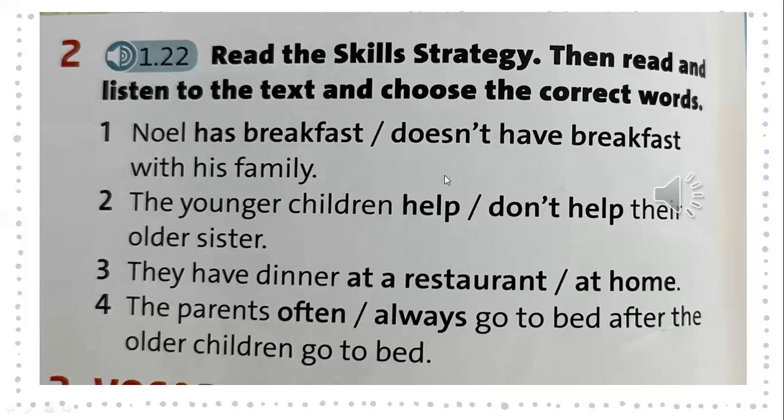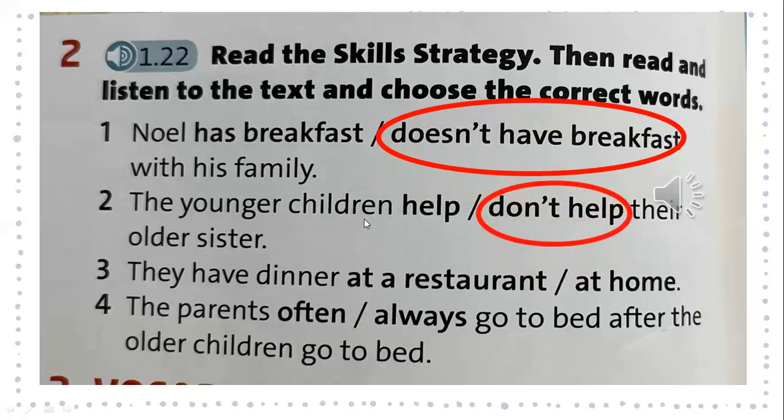Okay, now underline to check the answer. Now number 1, yes, doesn't have breakfast. Now number 2, the young children don't help the older sister, okay? And number 3, they have dinner at home. Okay, that's right. Now your answer for number 4. Okay, the parents always go to bed after the other children go to bed. Okay, right, copy that please.